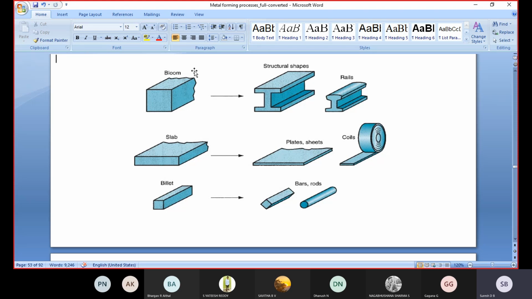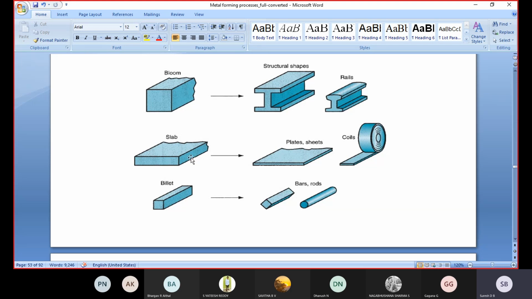So the blooms are always converted to structural shapes and railway structures. Then the second one, slab. This one is square in cross section, and this one is rectangular in cross section. These slabs are converted to plates and sheets, because the thickness of the slab is very small compared to the bloom. That's why they can easily convert it to plates and sheets.